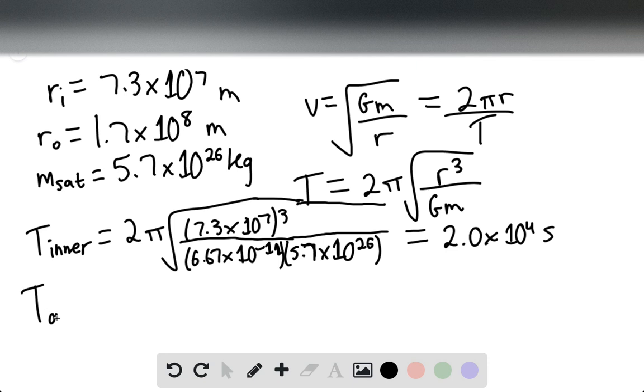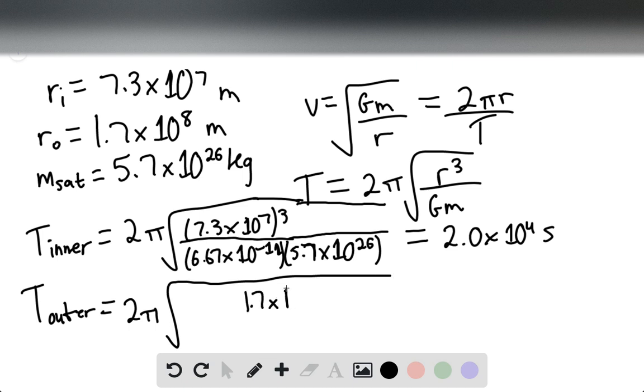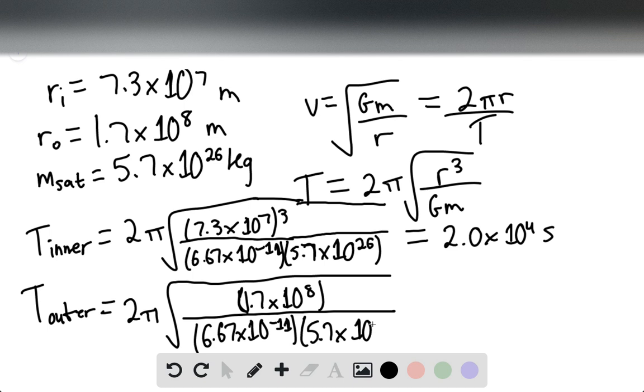The period of the outer rings would be equal to 2 pi times the square root of 1.7 times 10 to the 8th cubed, and this will be divided by 6.67 times 10 to the negative 11th times, again, 5.7 times 10 to the 26th. And this equals 7.1 times 10 to the 4th seconds.